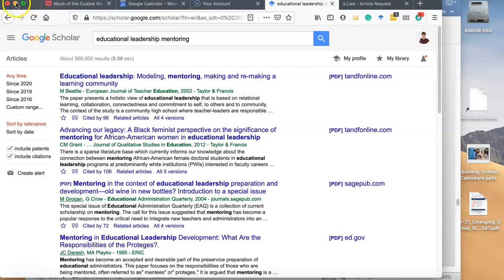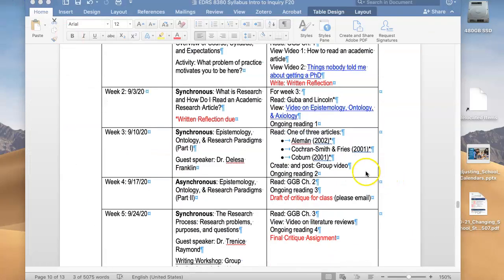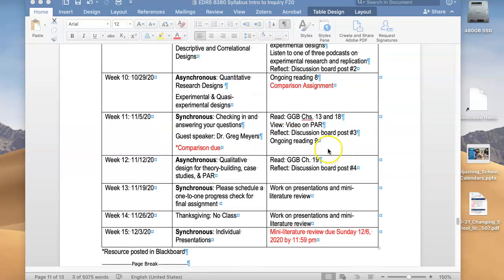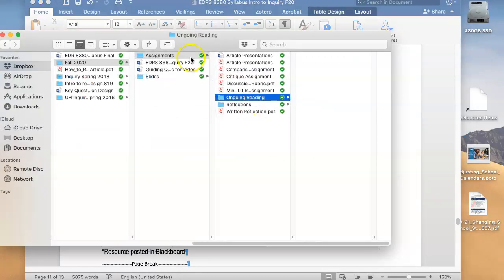That is the ongoing reading. There are, let's see, how many are there? There are 9 throughout the semester. So that means by the end of the semester, you will have read 9 new articles. Those are going to be the basis of our other assignments.